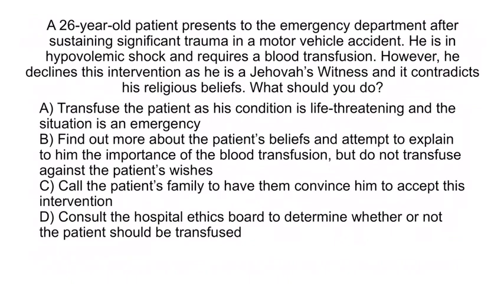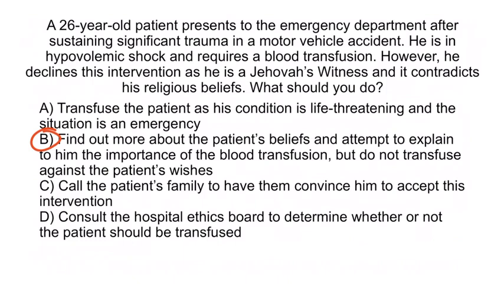Okay, this question is similar to those we encountered in previous lectures about consent and capacity. In this case, the patient shows no signs of lacking capacity and has refused a life-saving intervention. Although he is likely to die without it, he is able to refuse this intervention and his decision should be respected. So the correct answer is B. Find out more about the patient's beliefs and attempt to explain to him the importance of the blood transfusion, but do not transfuse against the patient's wishes.